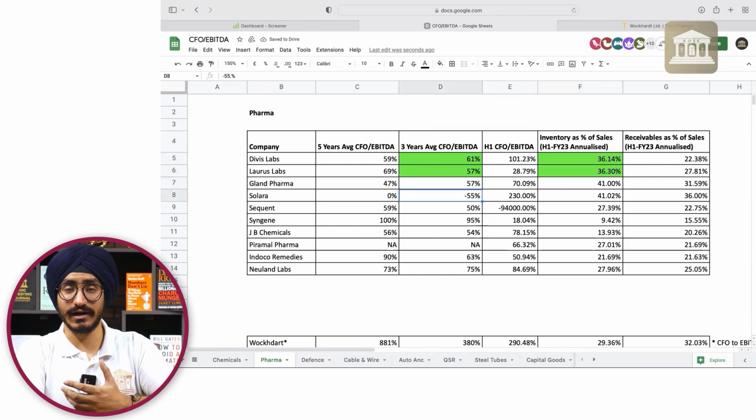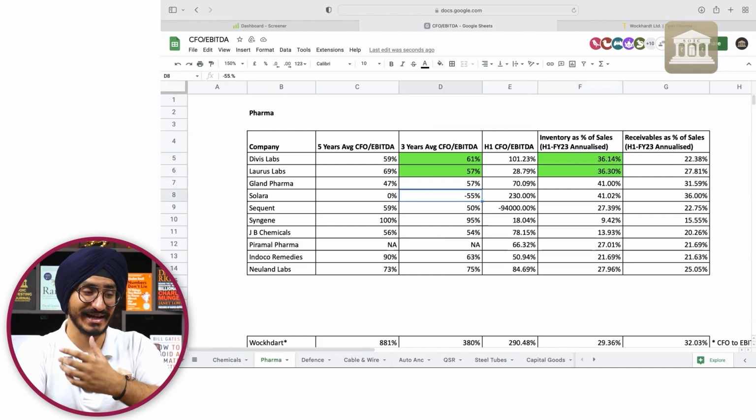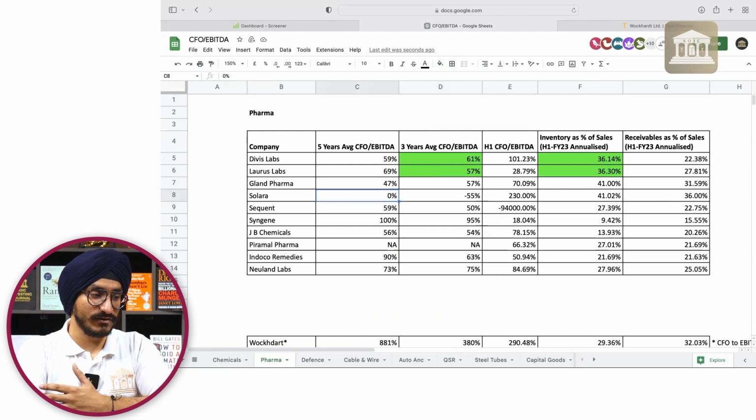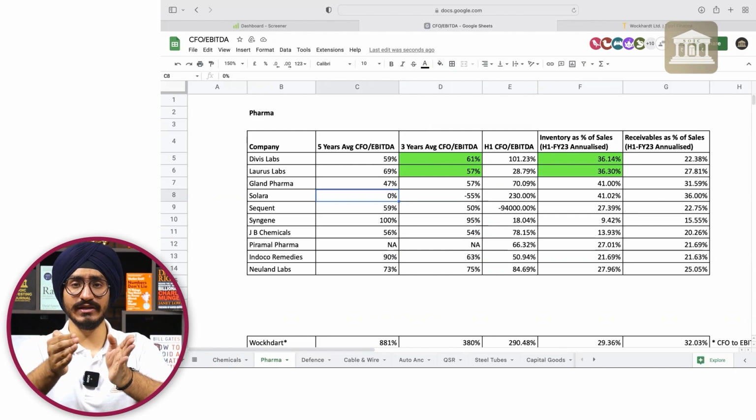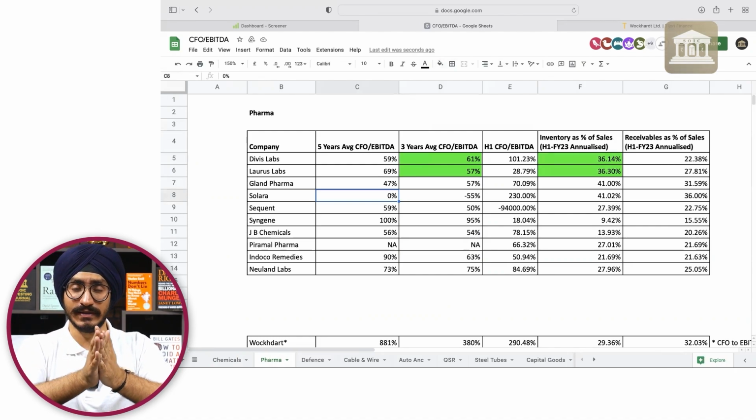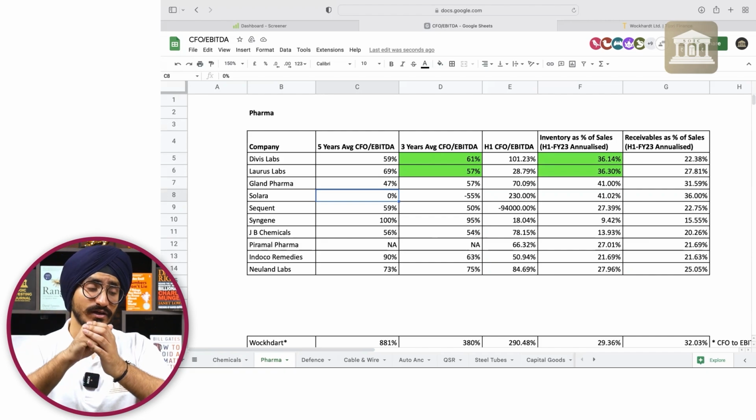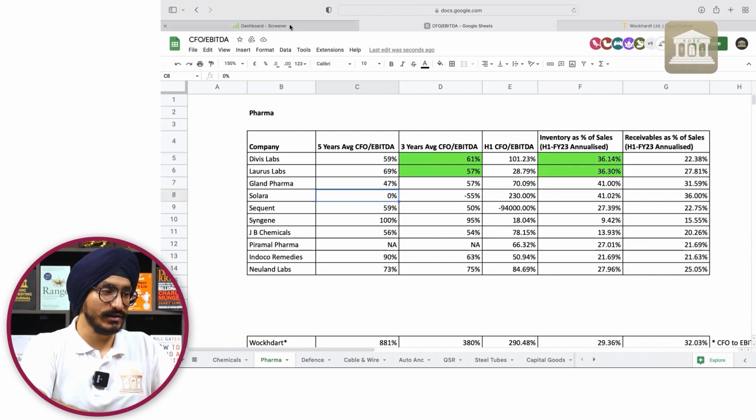But if you look at Solara, it is actually negative 55%. And if you look at the 5-year average, it is 0%. Again, because the company would have taken a huge loss at the EBITDA level, which will start reflecting. And if the company's cash flow from operations becomes negative, even then you will see the CFO to EBITDA turn negative.